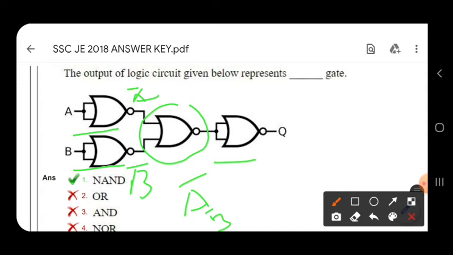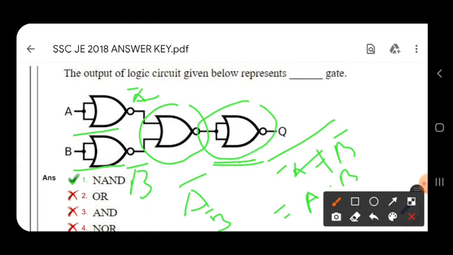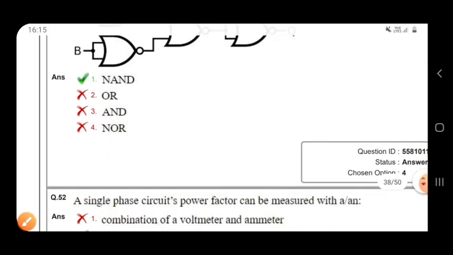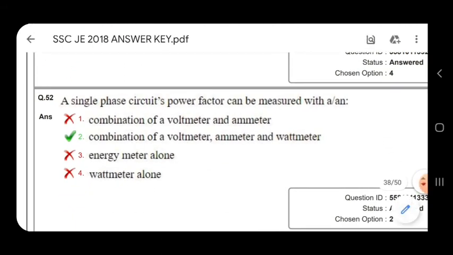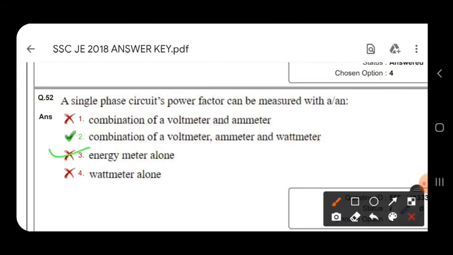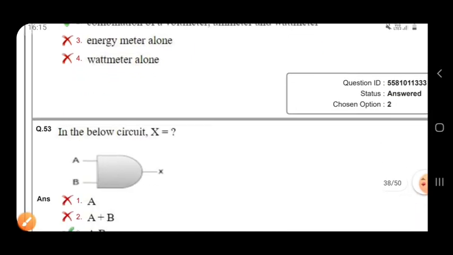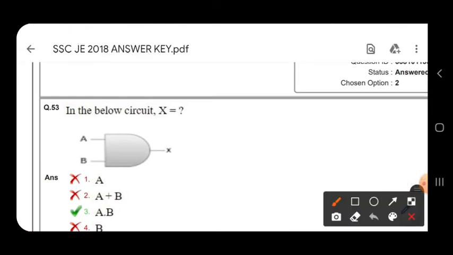Finally, the output of the NOR gate is (A inverted plus B inverted) bar, which equals A dot B, as an AND gate. After that, another NOT gate is given, so the output is (A dot B) bar, which is a NAND gate. Very easy question, option number 1 is correct. A single phase circuit power factor can be measured with a combination of voltmeter, ammeter and wattmeter. In the below circuit, X equals, this is an AND gate, so the output will be A dot B.